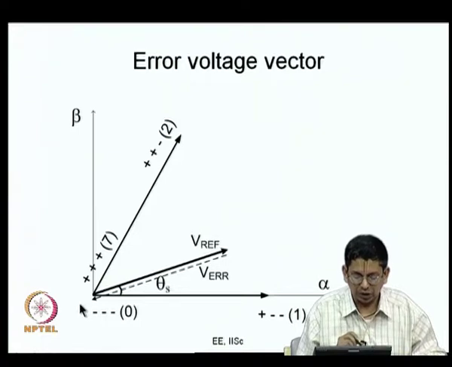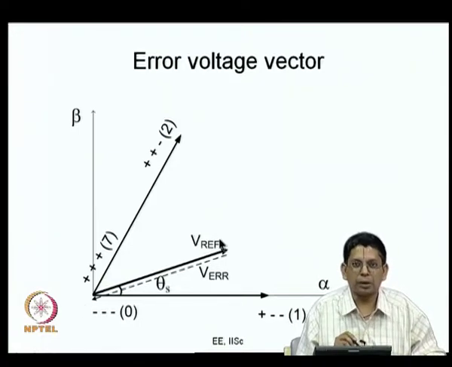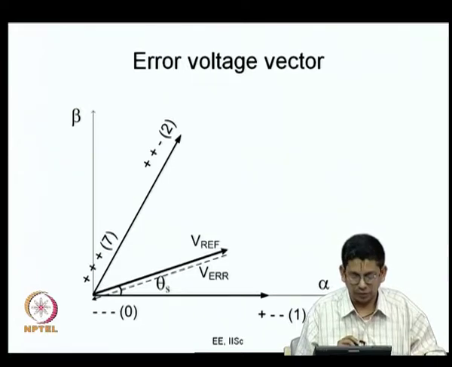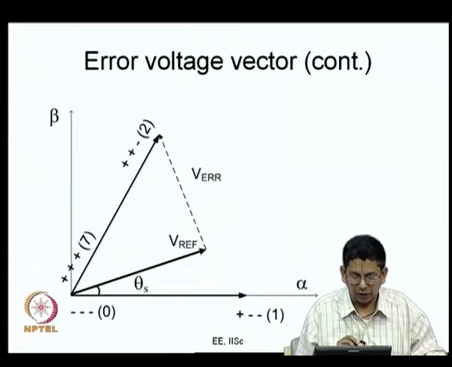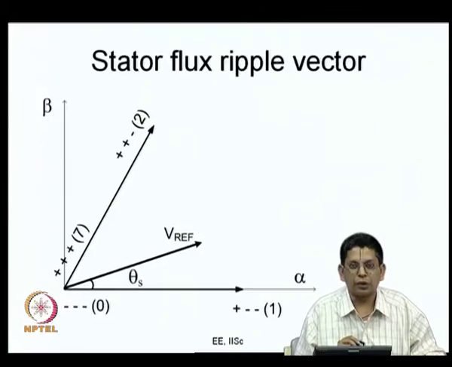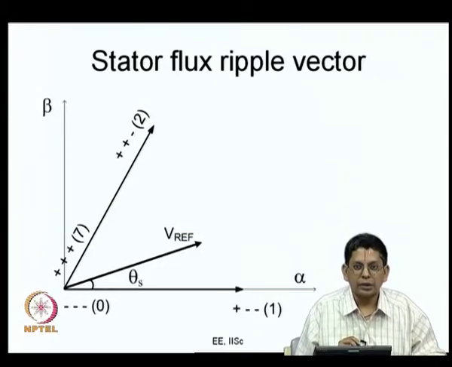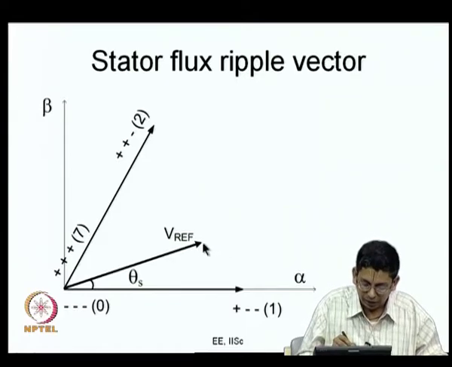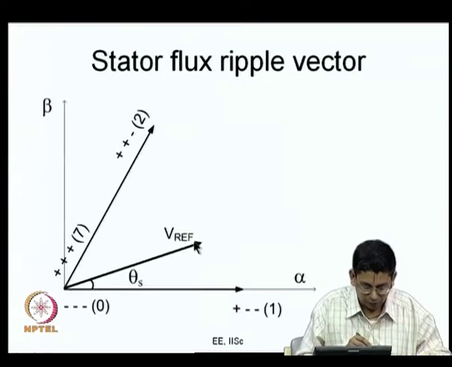Let us just skip this, because we have primarily covered this in the previous cases themselves. So, these are the error voltage vectors which you can look at in both the frames now. Now, let us go on to the stator flux ripple vector. The stator flux ripple vector is something like this now.